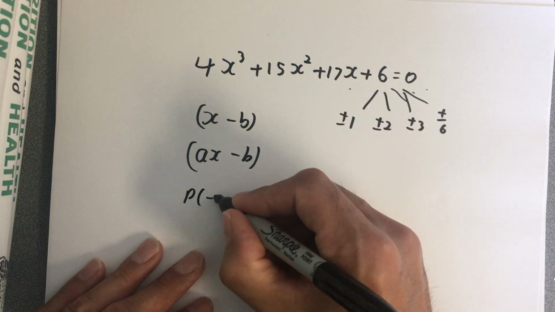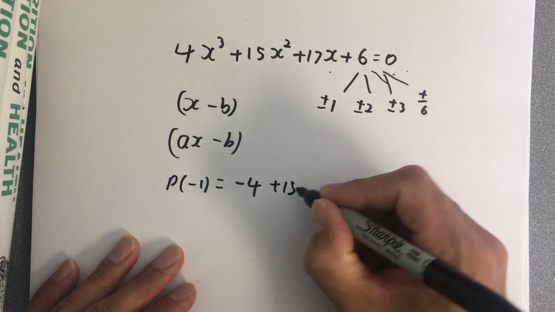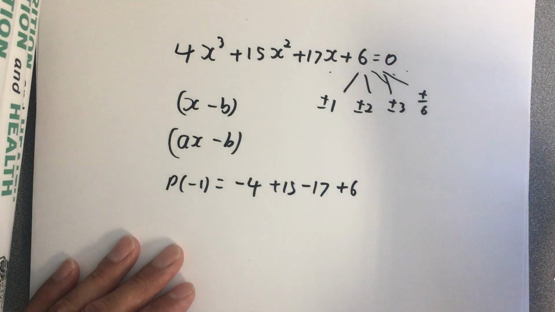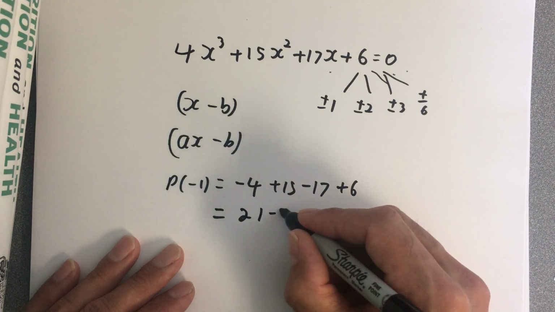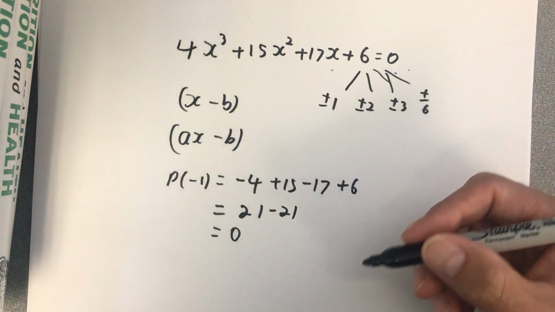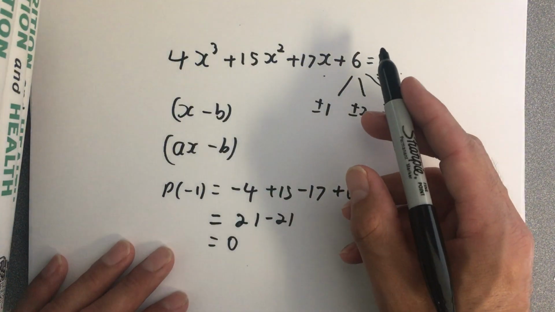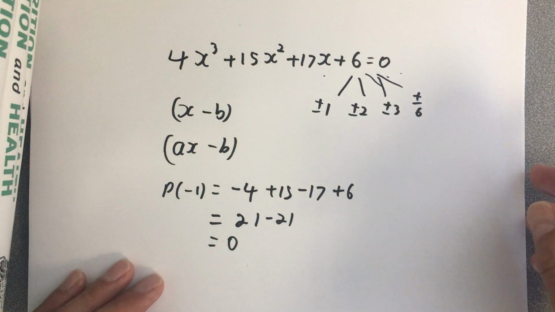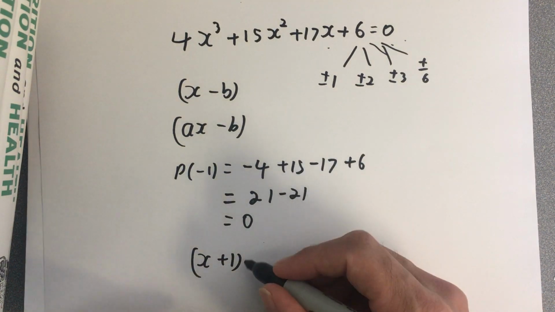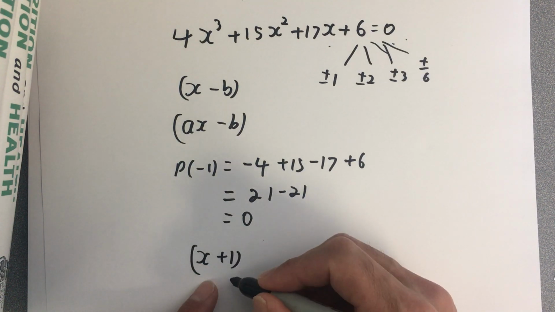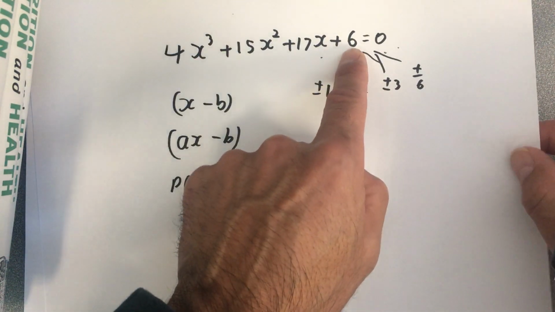I'm going to try negative 1. Our polynomial at negative 1 is negative 4 plus 15 minus 17 plus 6. And luckily that worked. It's 0. So that means negative 1 is one of the roots of this polynomial. And if negative 1 is one of the roots, x plus 1 is a factor, because if x is negative 1, that factor becomes equal to 0, which will make the whole polynomial drop to 0. So I'm going to divide x plus 1 out of this polynomial here.